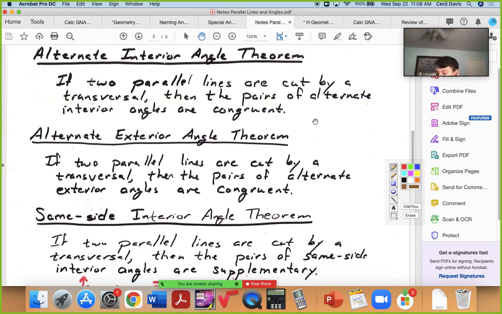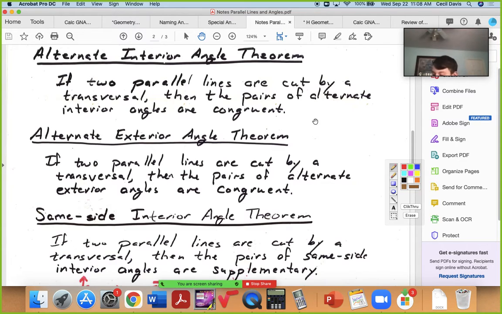So the three other pairs of angles we looked at besides corresponding angles were alternate interior angles, alternate exterior angles, and same side interior angles. So when two parallel lines are cut by a transversal, then the pairs of alternate interior angles are congruent. Same thing for alternate exterior angles. When you've got two parallel lines, it's got to be parallel lines though. If it's not parallel lines, none of this works. Okay?